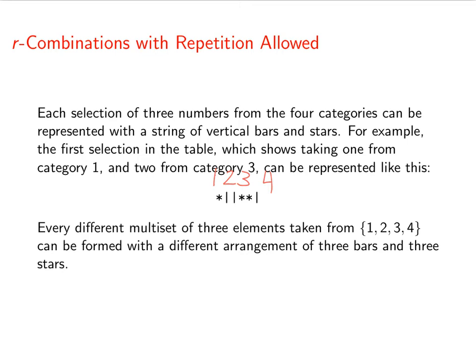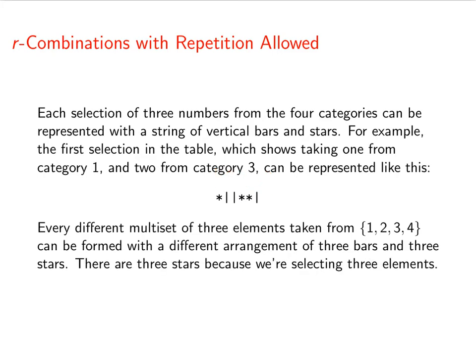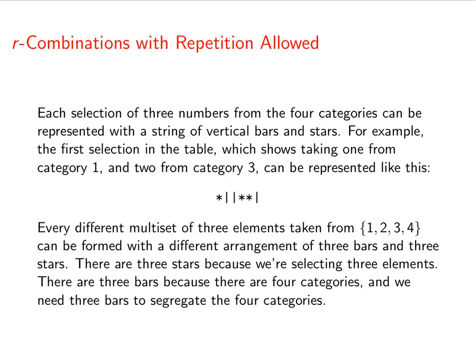So each different multiset of 3 elements taken from the set 1, 2, 3, 4 can be formed with the different arrangements of 3 bars and 3 stars. There are 3 stars because we're selecting 3 elements. There are 3 bars because we have 4 categories and we just need 3 bars to segregate the 4 categories.